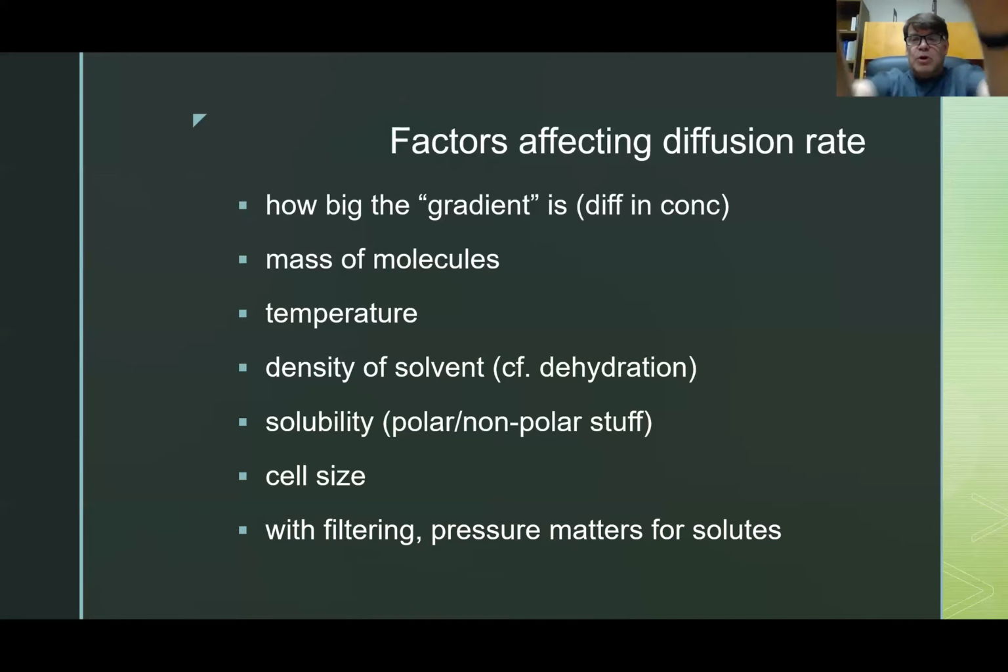It's pushing it through. It's not supposed to push through. Solutes are things dissolved in the liquid. Okay, that last one could have been put on a different slide. I'm sorry, I squeezed it into this one. These are the main ones affecting diffusion rate, but pressure does affect the filtering rate in things like a kidney.